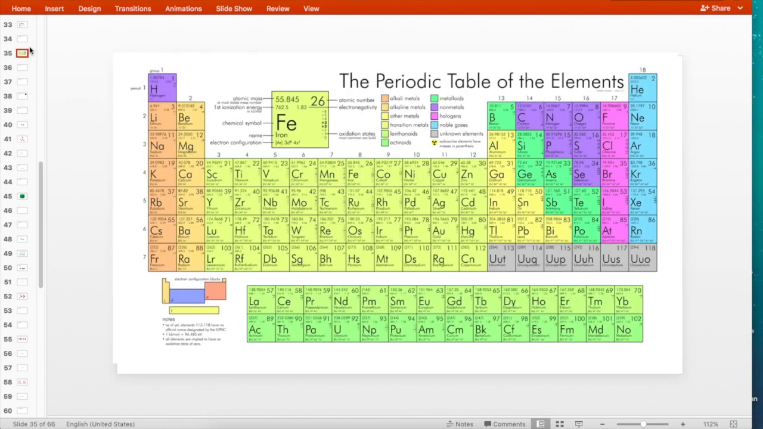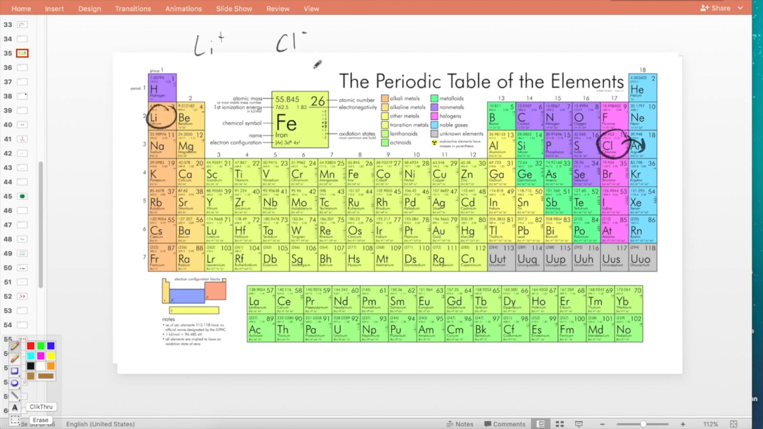Let me go back to my periodic table. Lithium is right here. It's a metal. Chlorine is right here. It's a nonmetal. So I know it's going to be ionic. What charge does lithium make? It's in group 1. Anything in group 1, as you know, will form a 1+ cation. Chlorine is right here. It just needs to gain 1 electron. So it's going to form a 1- anion.